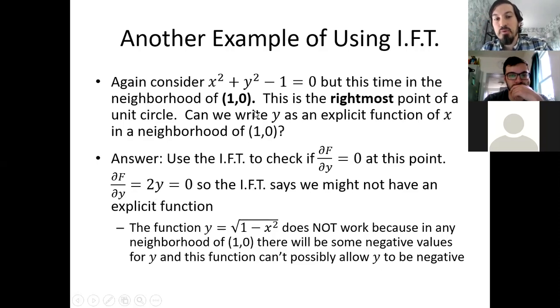So at this point, the rightmost point of the unit circle, the function we had before, square root of 1 minus x squared, doesn't work, because in any neighborhood of (1, 0), there'll be some negative values for y. And this function does not allow y to be negative, so it can't represent those points. Good. I kind of like this. I gave you the drawing first with all the arrows, and then I'm giving you a PowerPoint slide which says exactly the same thing, but written out, so you can go back and read it if you want. Guys, have any questions about that?